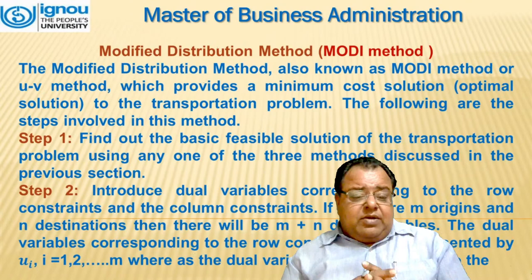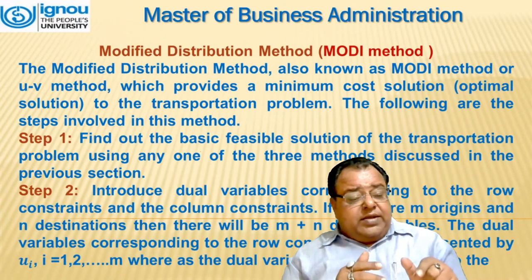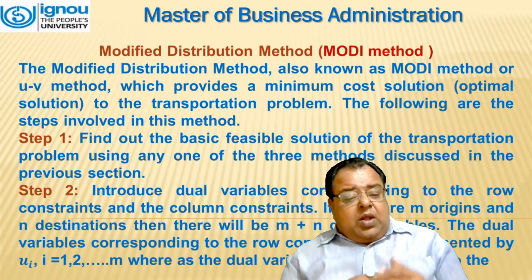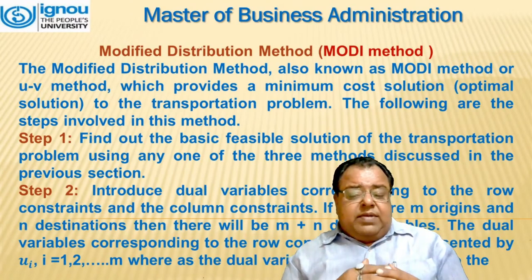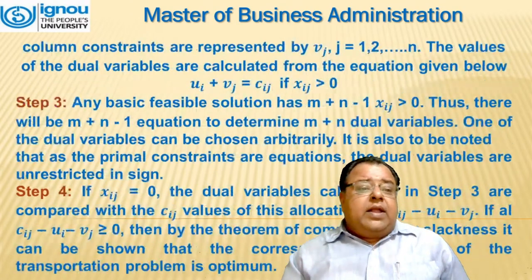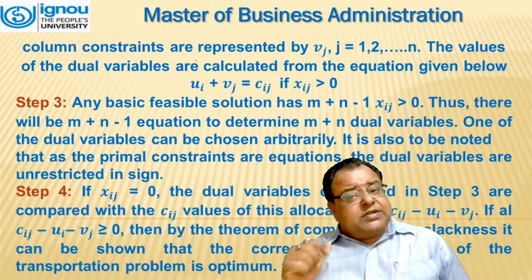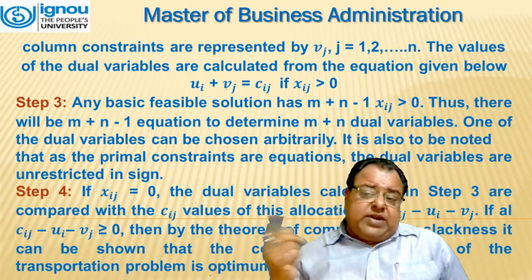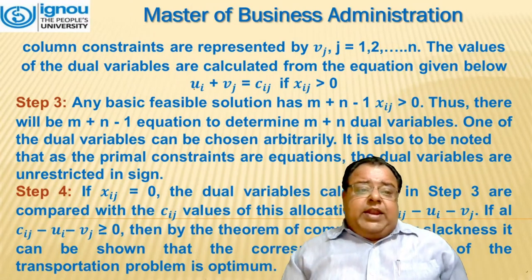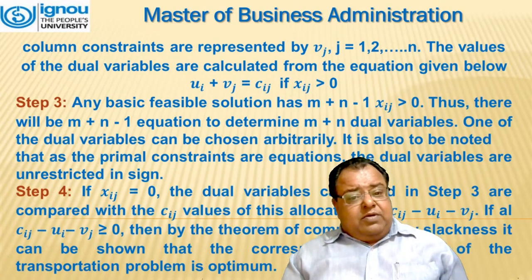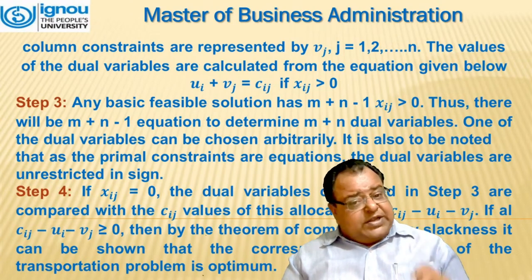The dual variables corresponding to the row constraints are represented by ui, where i is equal to 1, 2 till m, whereas the dual variables corresponding to the column constraints are represented by vj. That means j will be taking the value of 1, 2 till n. The values of dual variables are calculated from the equation given below. In that, ui plus vj will be equal to cij.